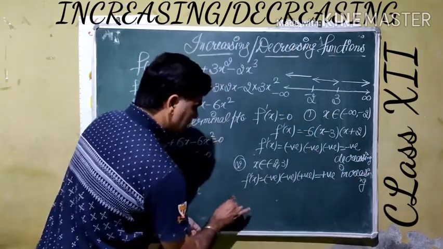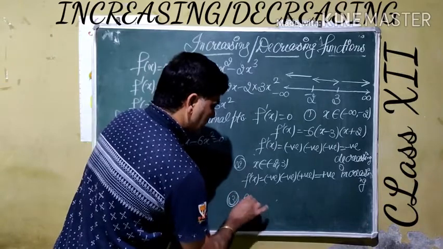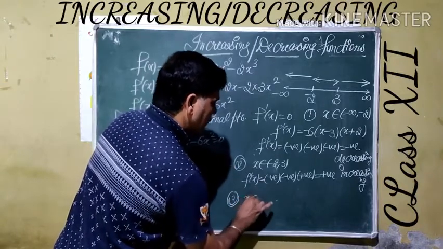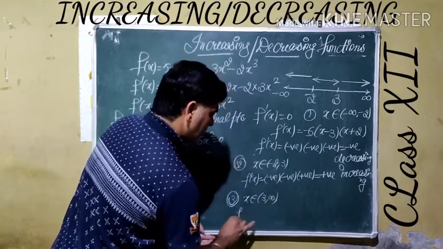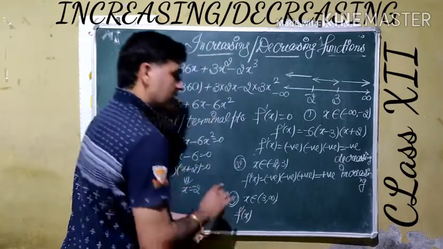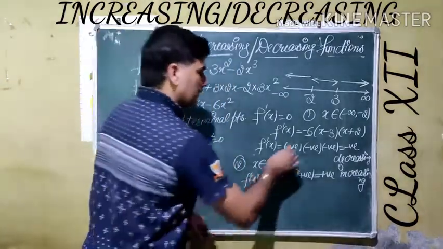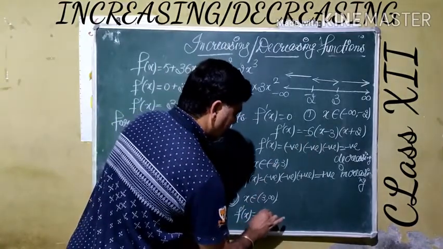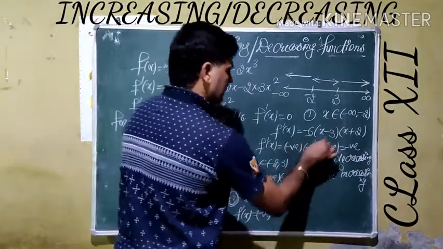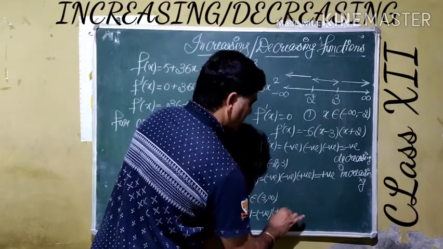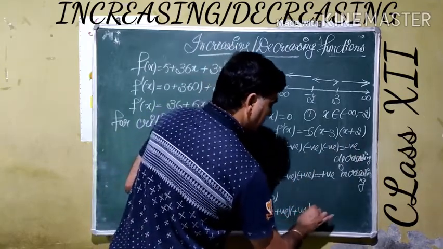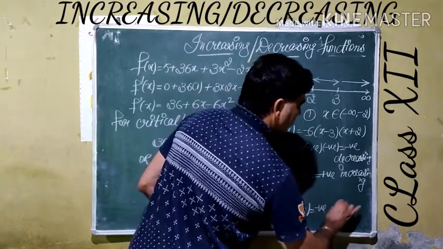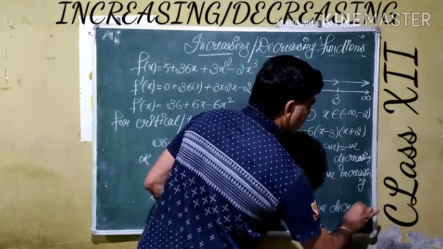Now we are going to discuss the third case. When x is greater than 3, meaning 3 to infinity, we take a value greater than 3. Suppose we take 4. Minus 6 is negative. If we use 4, 4 minus 3 is 1, positive. 4 plus 2 is 6, positive. The overall sign comes out negative, so the function is decreasing here.